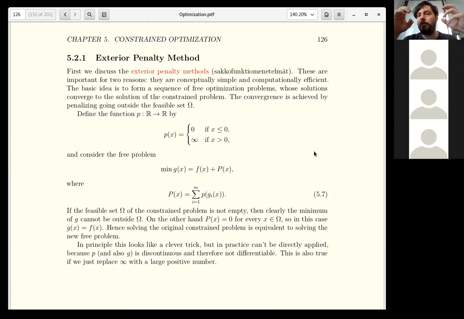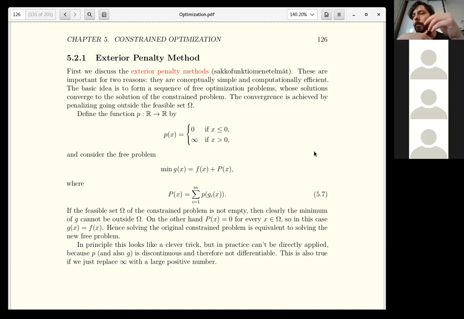So let's start with a very rough situation, which is not really applicable in practice. Let's define a penalty function p as follows. Whenever x is smaller than or equal to 0, it's 0. And whenever x is positive, then it's infinite. So it's 0 elsewhere, and when we get to 0, it's still 0. But once we step to any positive number, it immediately jumps to infinity.